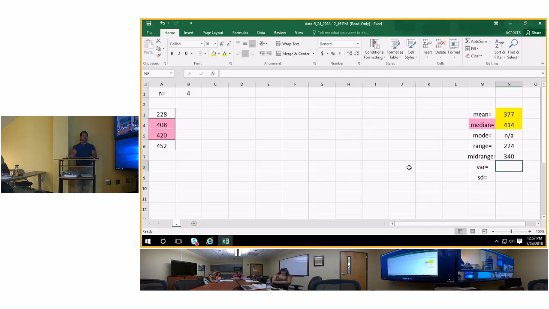Okay, now we've got to start with the formula. So the formula says x minus x bar. We're going to call this column x, and this column right here is going to be called x minus x bar. I'm going to take the 228 and subtract the mean and hit F4 for those Excel people. And I need you to check your numbers in that column.